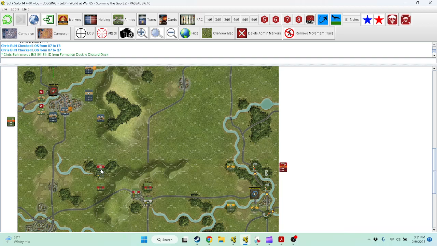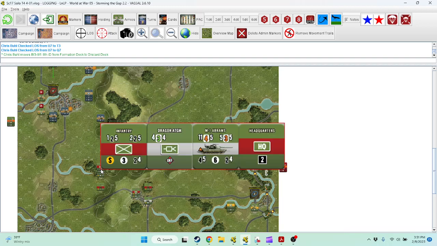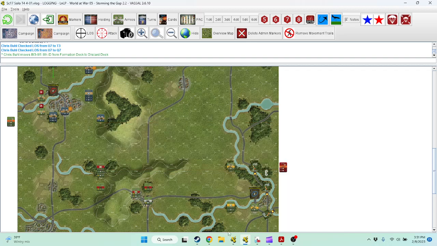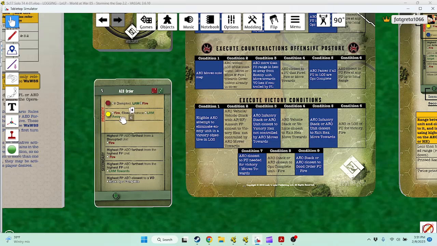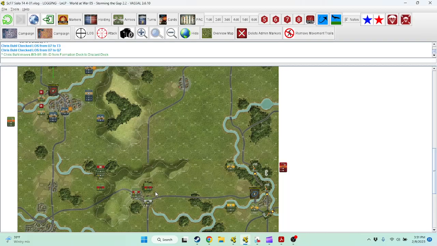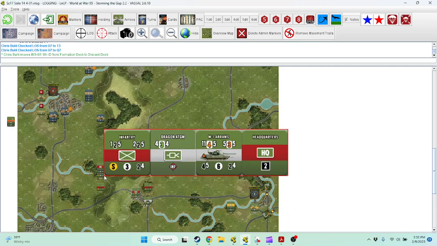So that is not point-blank for the Abrams or for the Dragon. In fact, it's long-range for the Dragon. So let's see what the solo system tells us to do in that case. Fire at the closest vehicle or low risk move away. So closest vehicle is one of these two tanks. So the Abrams is going to go ahead and take its shot, and it has the headquarters stacked with it.